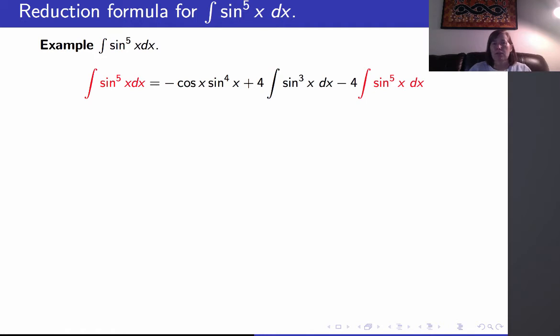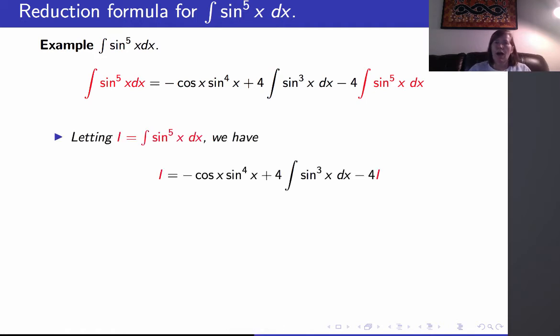Well, highlighting the integral of sine to the 5x dx on both sides of the equation here, that's our unknown variable. So let's call it I and try to solve for I. So we have I is equal to minus cosine x sine to the 4x plus 4 times the integral of sine cubed x dx minus 4I. Now notice we haven't integrated sine cubed x dx. We'll talk about that a little later.